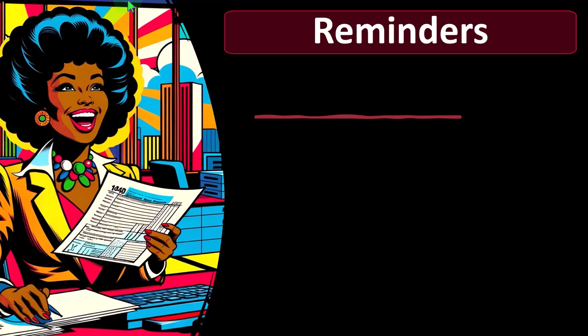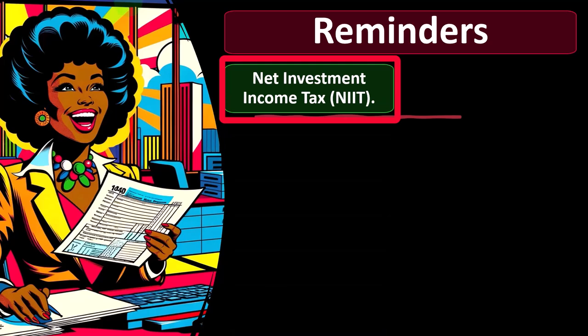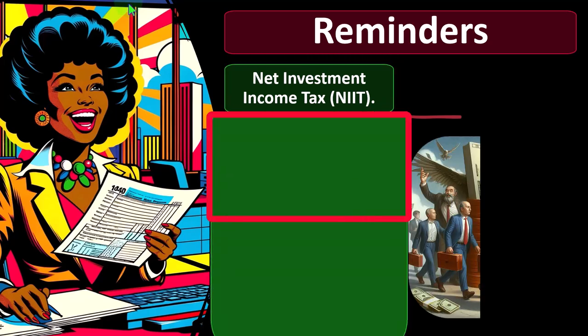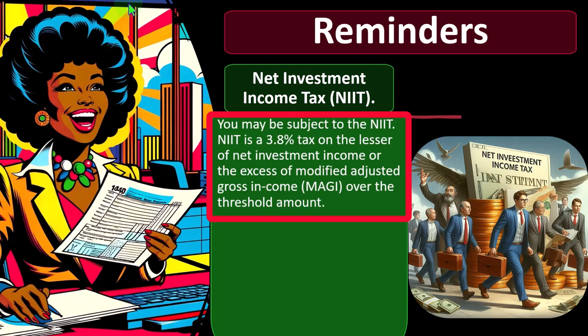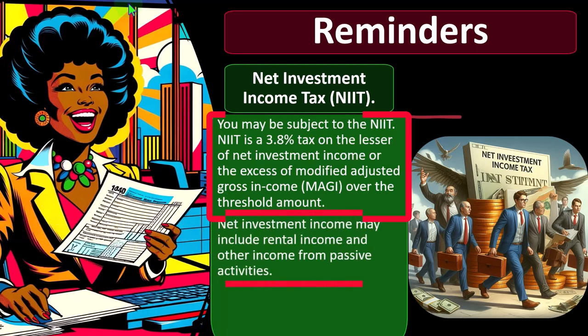So, reminders: net investment income tax, the NIIT. You may be subject to the NIIT. NIIT is a 3.8% tax on the lesser of net investment income or the excess of modified adjusted gross income, MAGI, over the threshold amount. Net investment income may include rental income and other income from passive activities.